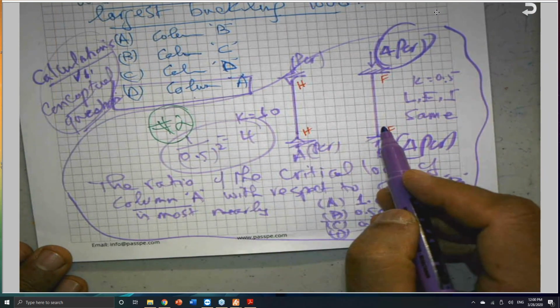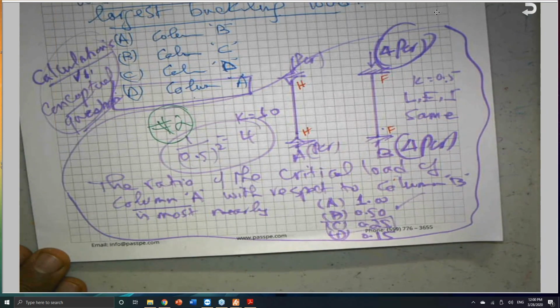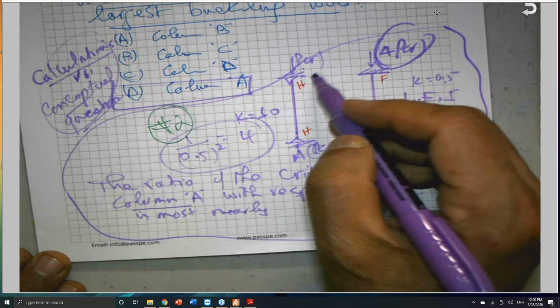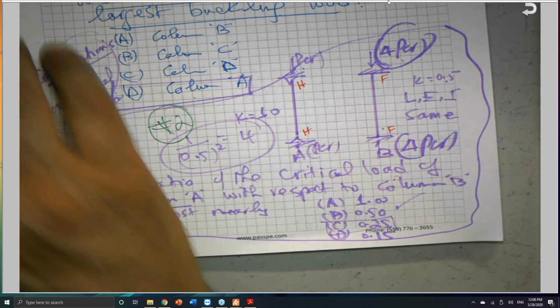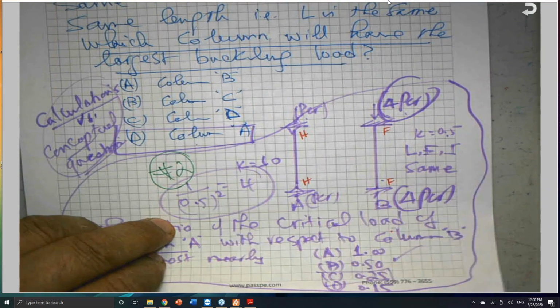This will carry a quarter of this, or this will carry 4 times of this. If you call this a critical load B critical, this is 4B critical. Make sense? I need you to look at all these things.